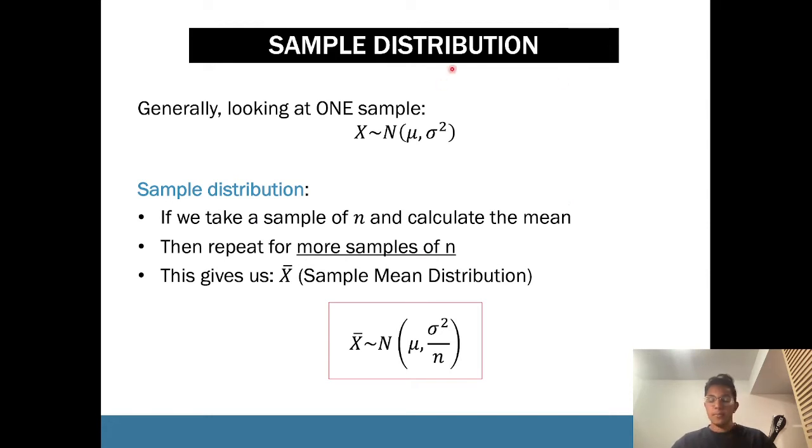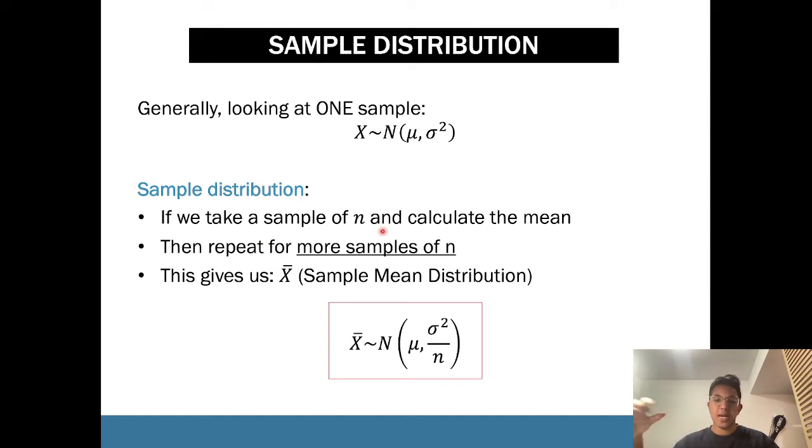All right, so in most cases, let's start talking about the sample distribution. In most cases, we generally look at one sample, and you can see that this is our formula for the normal distribution. A sample distribution is if we take a sample of some random size, calculate the mean of that sample, and repeat it. This gives us X bar, and X bar is normally distributed with this formula here. This is basically a summary of what I just said.